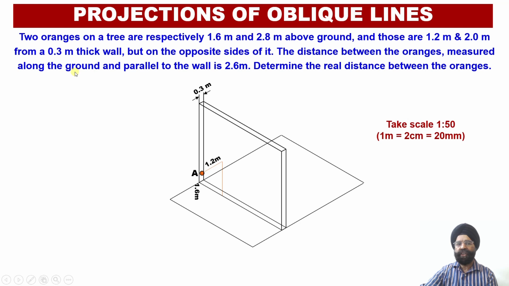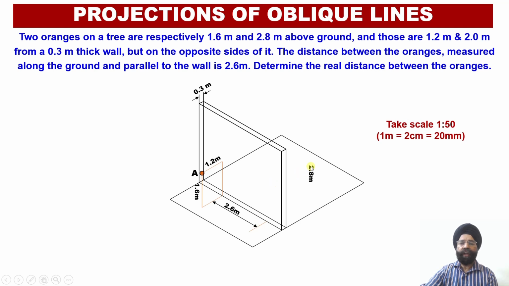So this is the location of orange number 1, the first orange, which we have labeled as orange A, whereas there is another orange on the other side of the wall at a linear distance of 2.6 meters measured alongside the wall. This is the distance between orange A and orange B, and this distance is measured alongside the wall. Since we are looking at this from the front side, this distance we will be able to view in the top view projections.